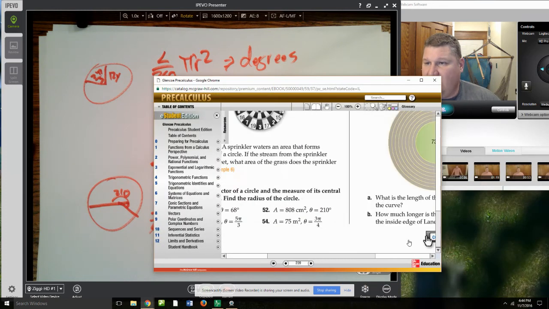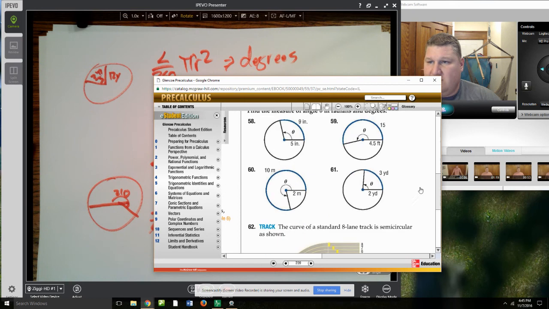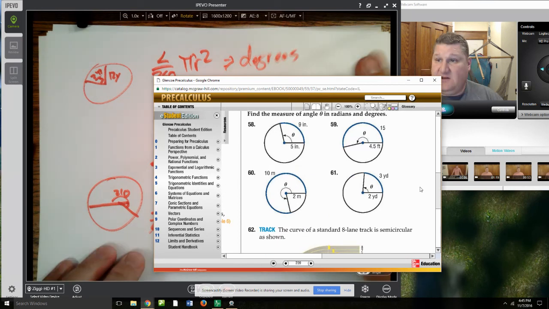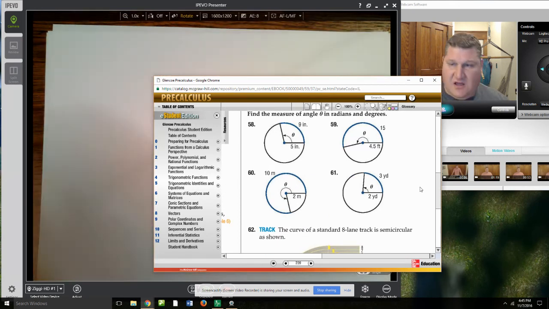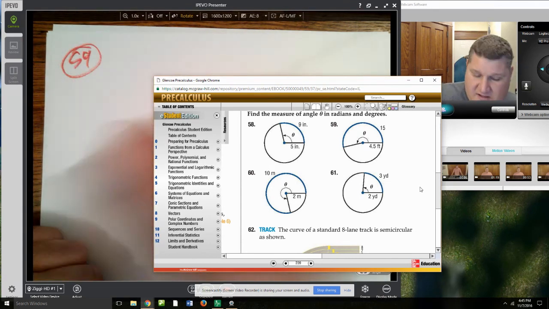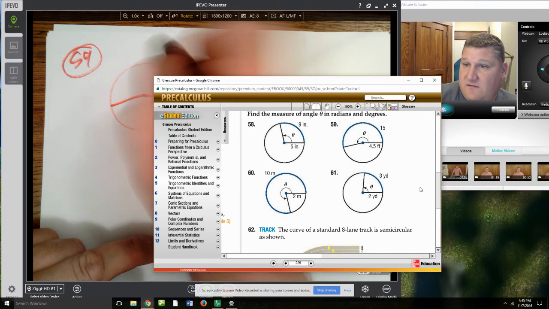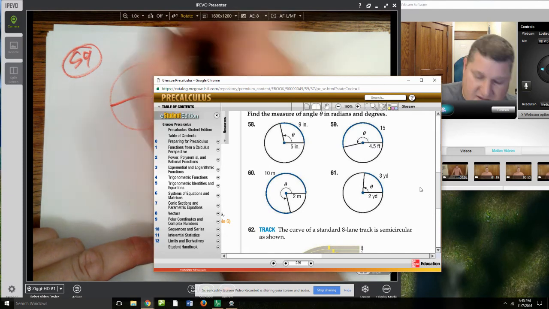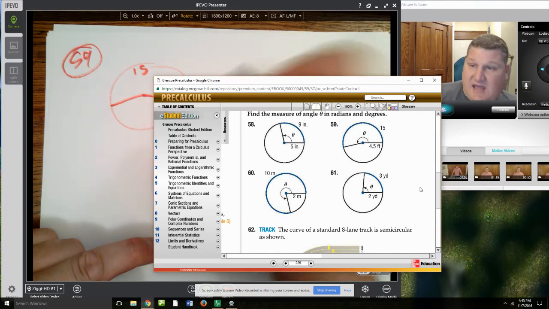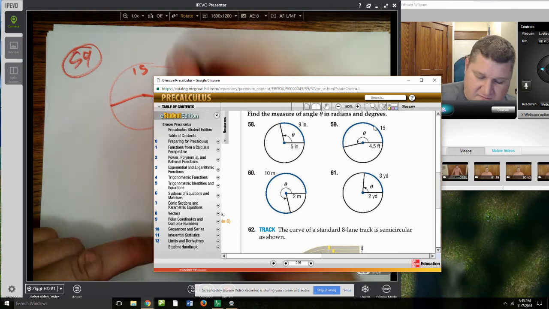Now, let's move over here. We have some questions. Those are not that big a deal. Let's go with like number 59. In 59, we end up with this circle, and we have 4.5 and 15. And so it says, find the measure of theta given the length.